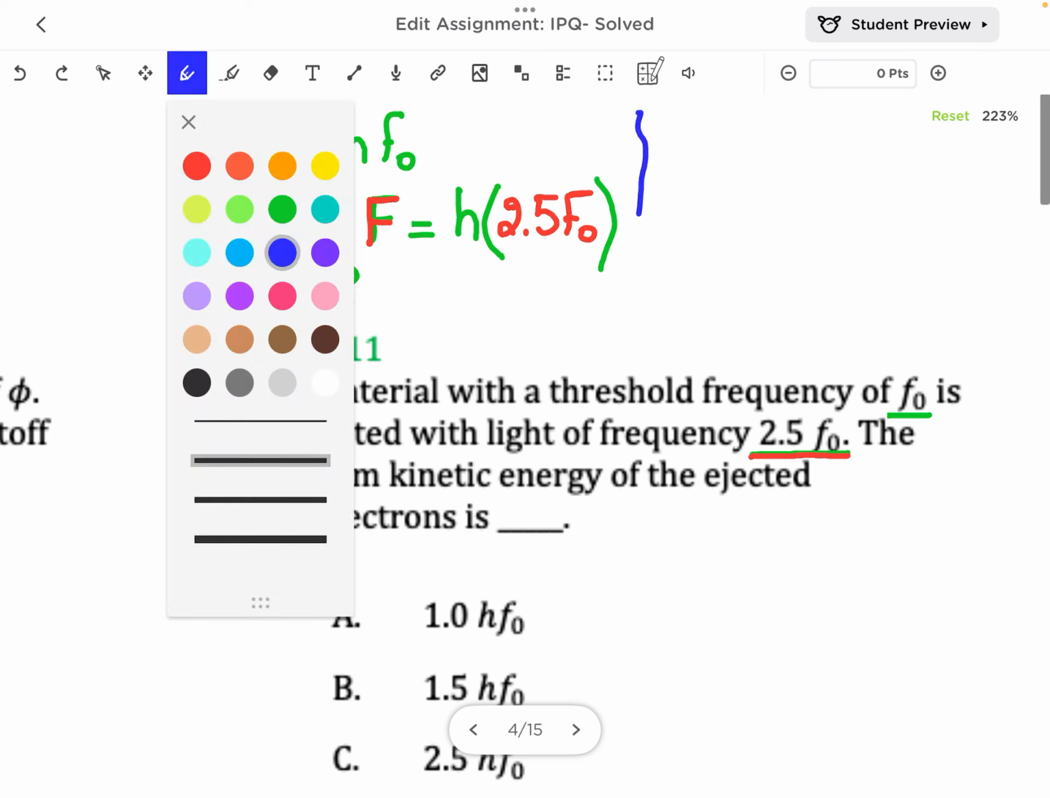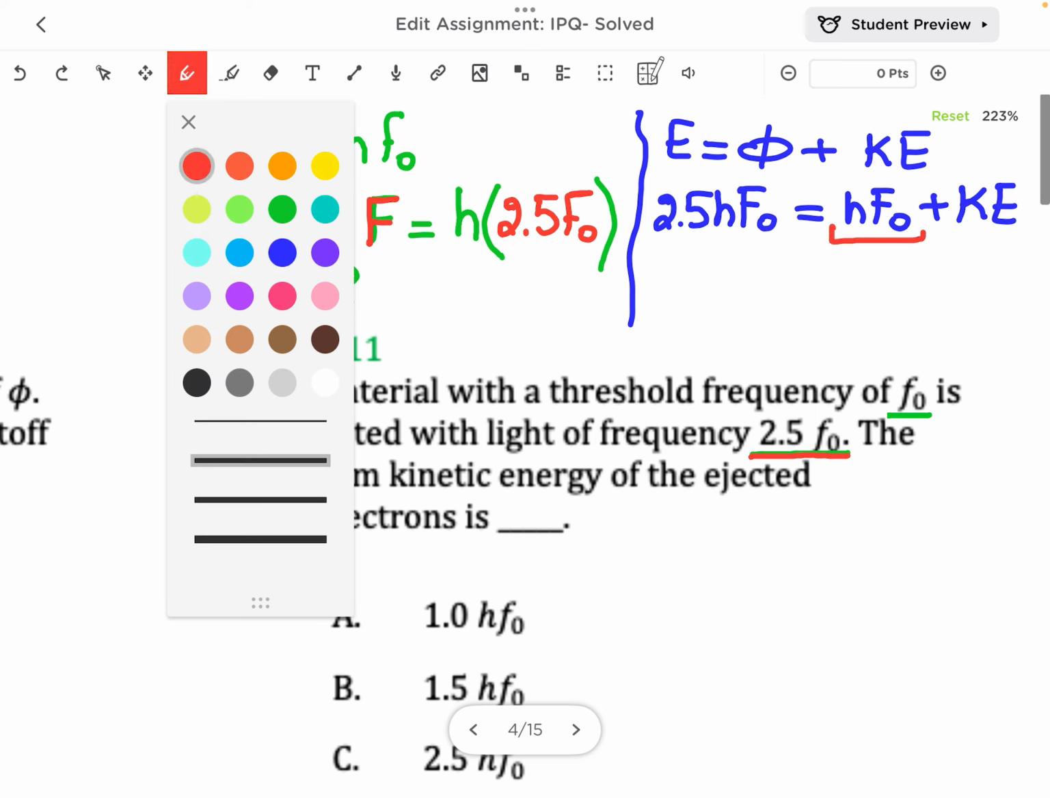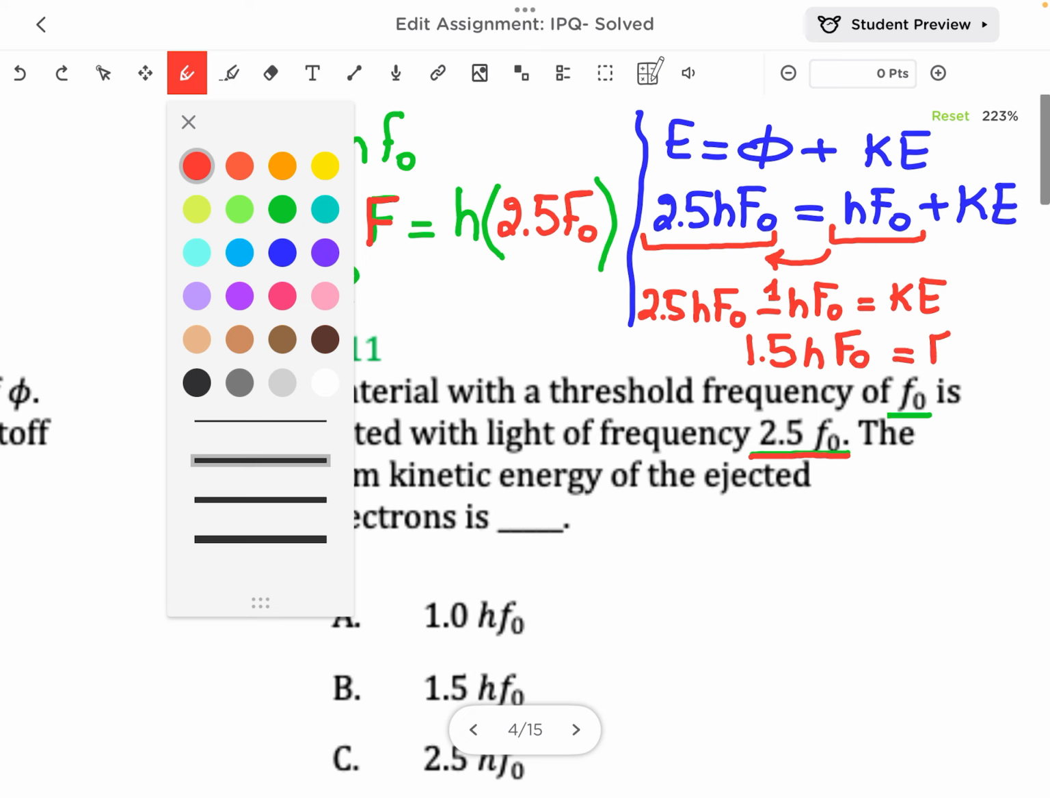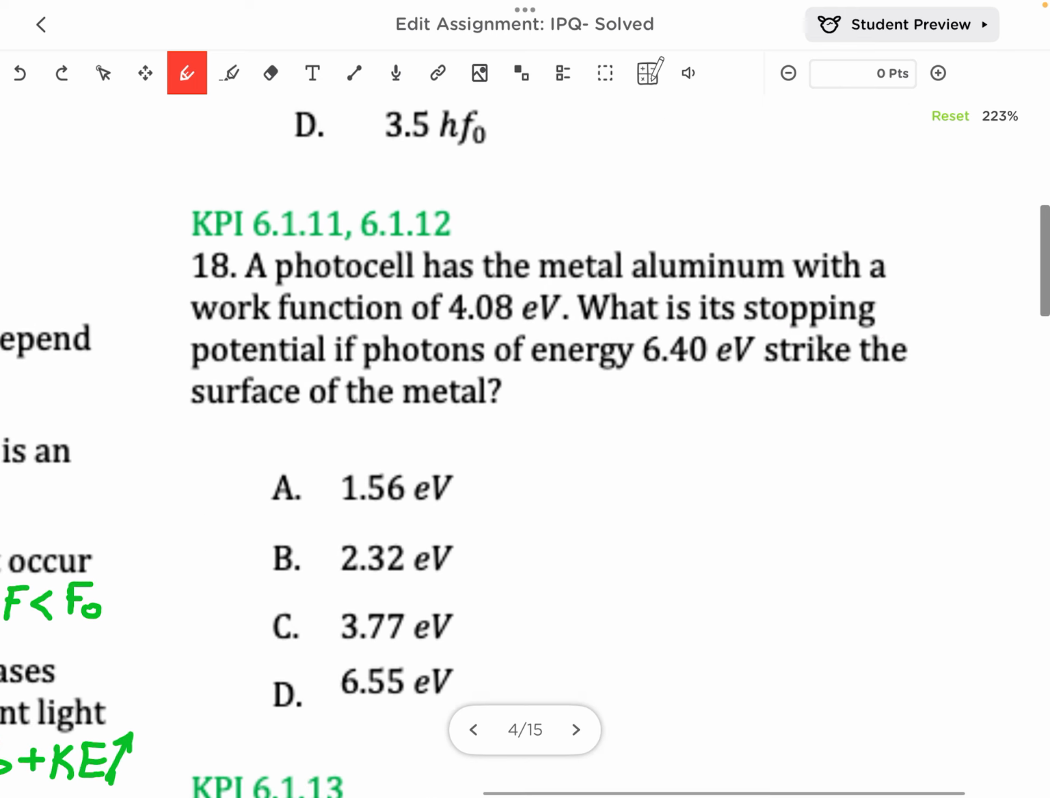So applying our formula, E equals the work function plus kinetic energy. So here I'm going to replace: 2.5 hF0 equals hF0 plus the kinetic energy. The common factor is hF0, so I'll take it to the other side. So I'll have 2.5 hF0 minus hF0, which is 1 hF0, equals the kinetic energy. 2.5 minus 1 equals 1.5 hF0 for the kinetic energy. So 1.5.